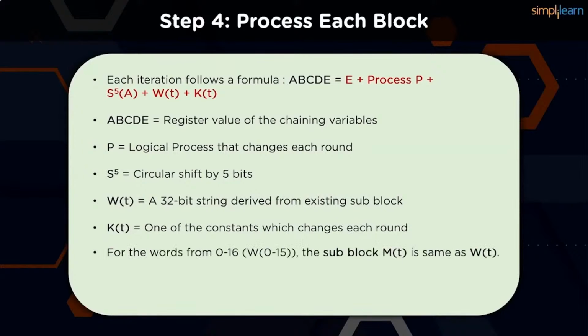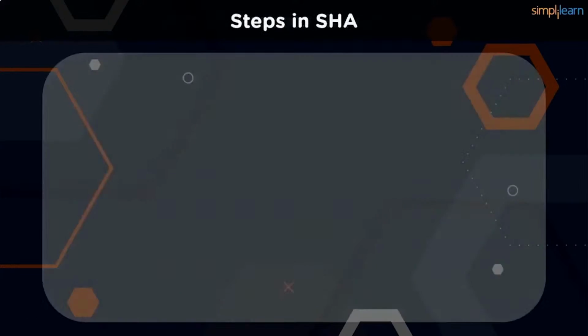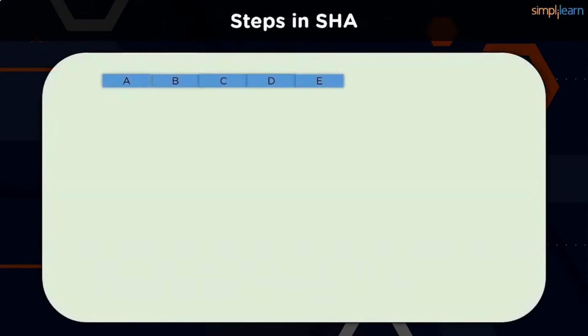For the values of WT, the first 16 values are the same as that of the sub-blocks, so there is no extra calculation needed. For the next 64 elements, the value of WT can be calculated as shown in the formula here. To better understand this, let's take a look at how each of this goes in a sequential process.